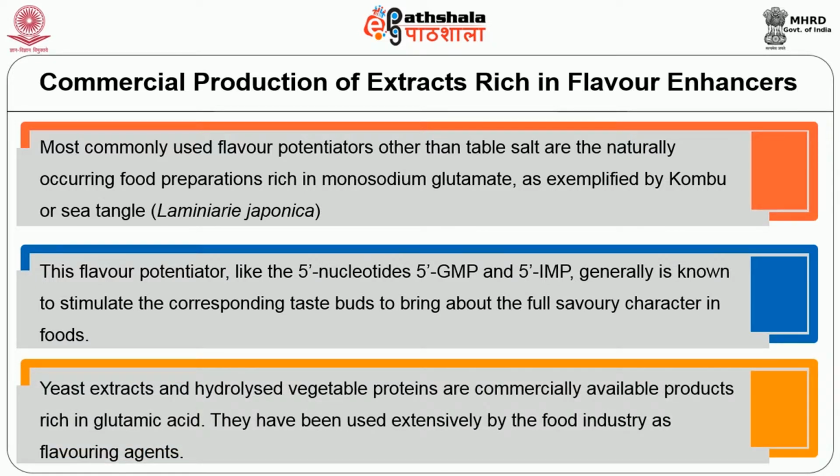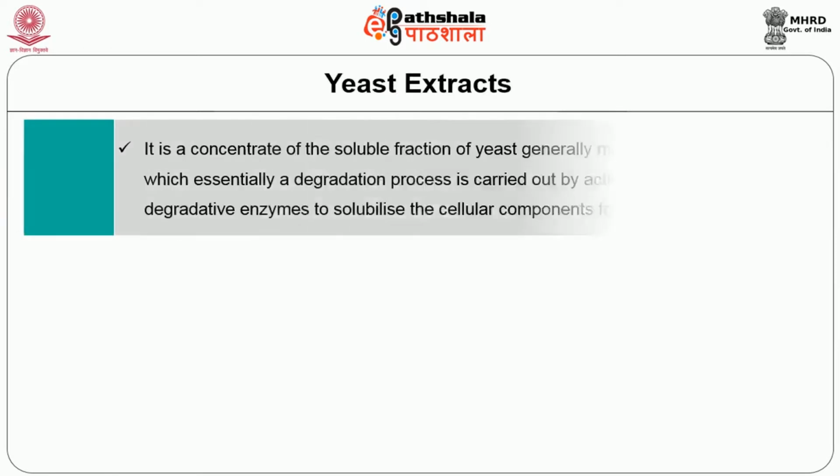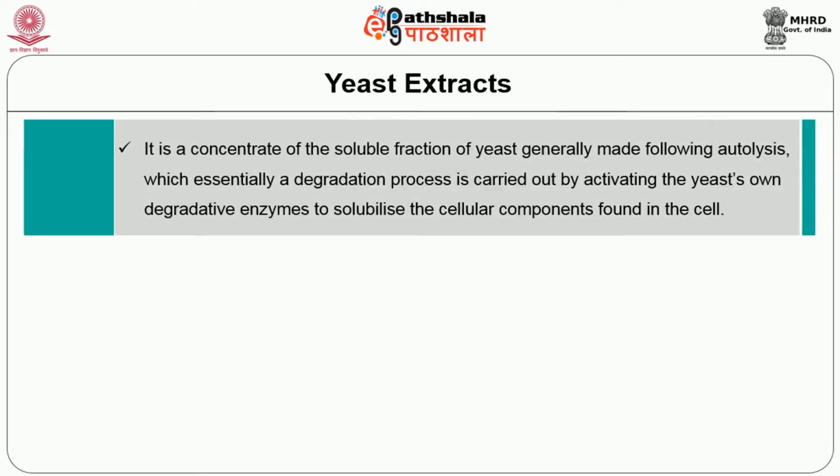Yeast extracts and hydrolyzed vegetable proteins are commercially available products rich in glutamic acid. They have been used extensively by the food industry as flavoring agents. Now, first let us see yeast extract. Yeast extract is a concentrate of the soluble fraction of yeast, generally made following autolysis, which is essentially a degradation process that is carried out by activating the yeast's own degradative enzymes to solubilize the cellular components found in the cell.